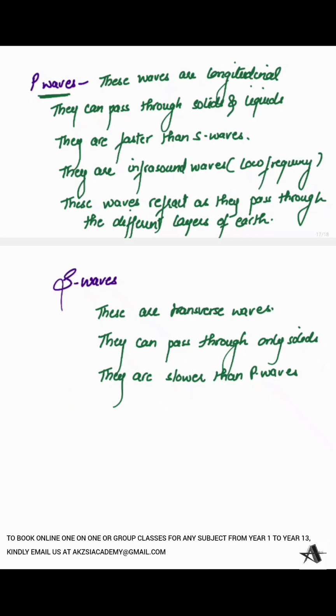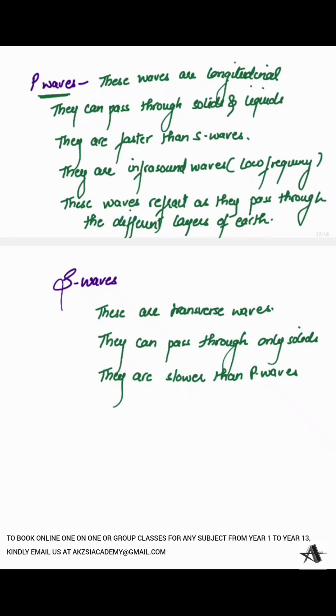For the S waves, it's important, I have written, that they can pass through only solids, unlike P waves. P waves can pass through solids and liquids, and they reflect and give us information about the size and shape of the different layers of the earth, whereas S waves can pass through only solids. It means they cannot pass through the center of the earth. Then you will be able to know whether a particular region is in a liquid or solid state, because if it were solid, S waves could pass through it easily.